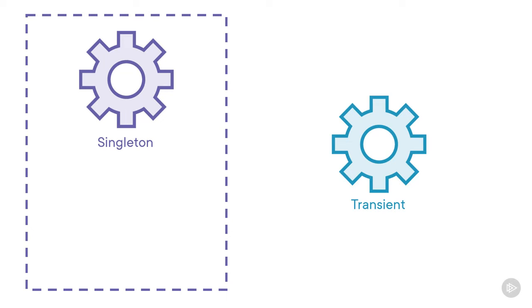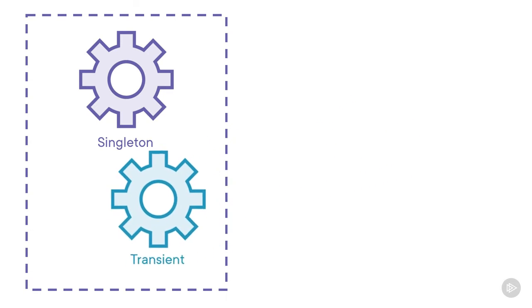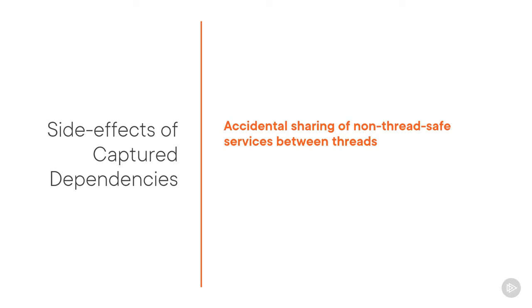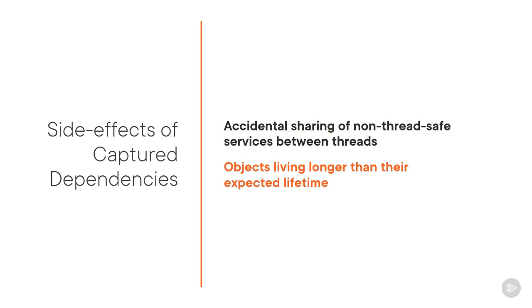For example, a service registered with the singleton lifetime should not depend on a transient service. Doing so would result in the transient service being captured by the singleton service, with the instance unintentionally being referenced for the life of the application. This can lead to problematic and sometimes hard to track down runtime bugs and behaviors, such as accidentally sharing non-thread safe services between threads or allowing objects to live past their intended lifetime.